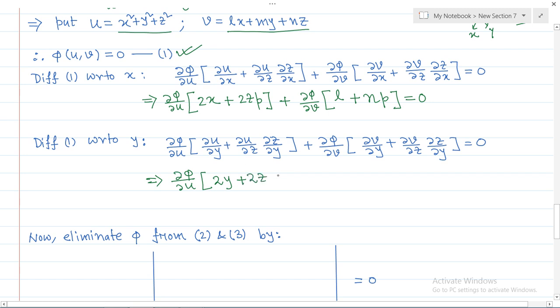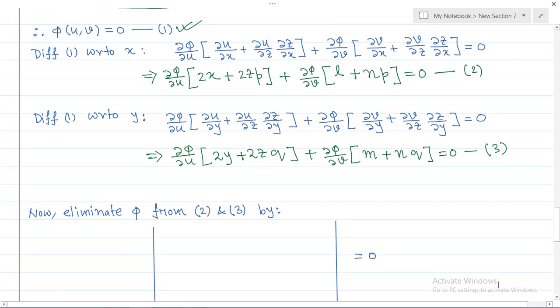Del z del y is our q, plus del phi del v multiplied with del v del y, that is equal to m, plus del v del z, that is equal to n, and del z del y is equal to q. So say this is our equation number 2 and this is our equation number 3. So how to eliminate this phi function from 2 and 3? Simply we have to use the concept of the determinant.